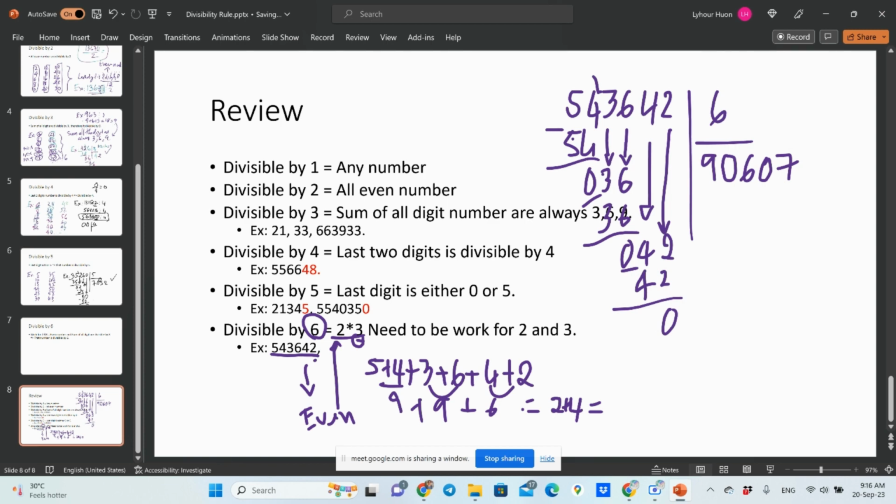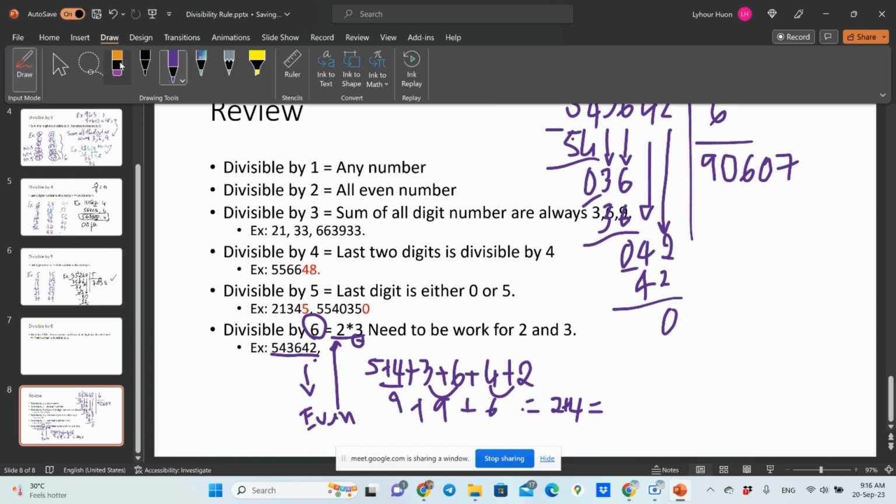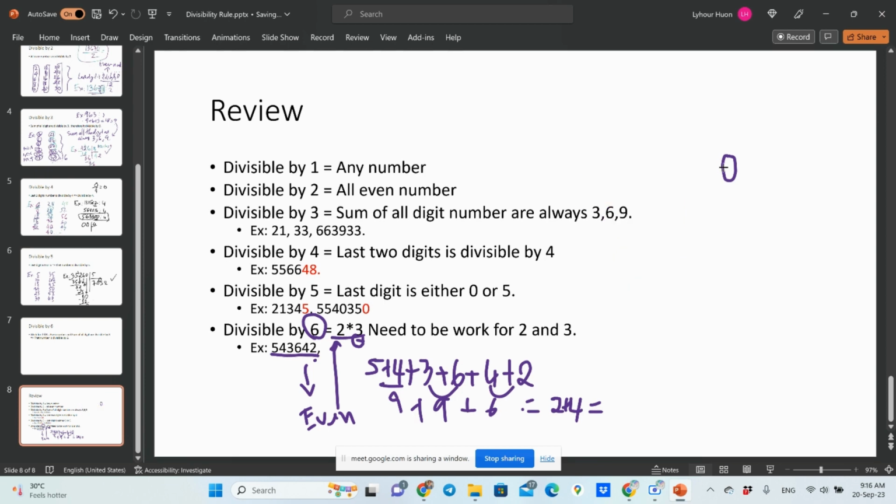So it is divisible. So the number is divisible. Now we apply the rule and the rule is correct. So we can trust the rule now.